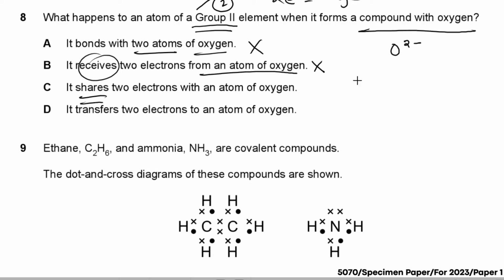It shares. So magnesium or anything from group 2 is a metal. Metals never receive electrons from nonmetals. It always loses or ionizes. So this is also going to be wrong. So the only answer is going to be D. Alright, moving on.